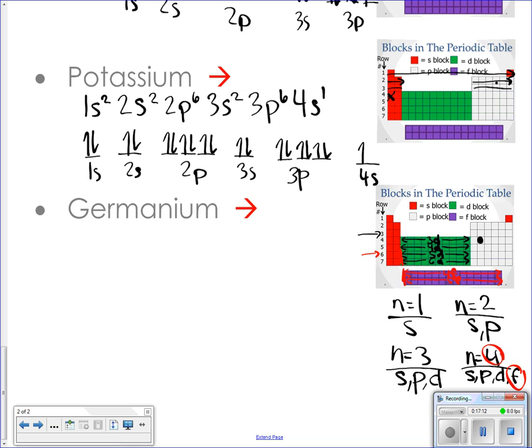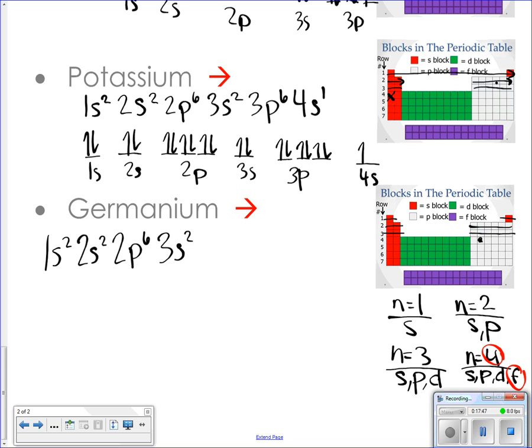Okay, so I'm going to go on and erase my notes there so that we can use it to track our progress to get to germanium. Okay, so again, germanium's right here. We're going to start off reading across. So there's my 1s2. Here's my 2s2. Next is 2p6. Then we have 3s2. Then 3p6. 4s2. And this is where it gets tricky.